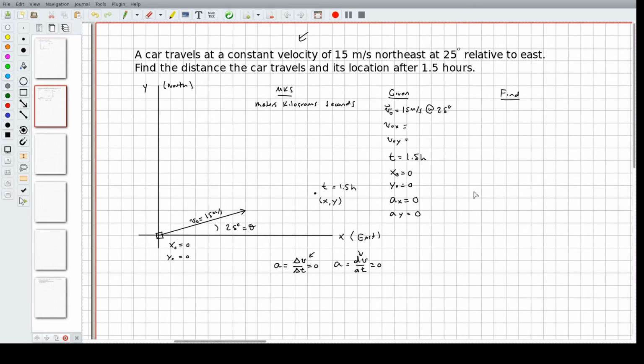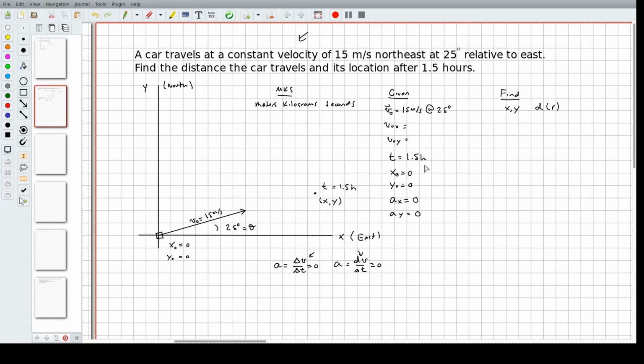Now, what are we trying to find? We would like to find the distance that the car travels and its location. The location would be x and y, its position in the x direction and in the y direction at some time in the future, 1.5 hours. The distance, I'm going to call d, and just put it off here to the side, because in reality, we're going to call it r. That's what it truly is. We'll get to that in a little bit. Now, so we have our givens. We have what we're trying to find.